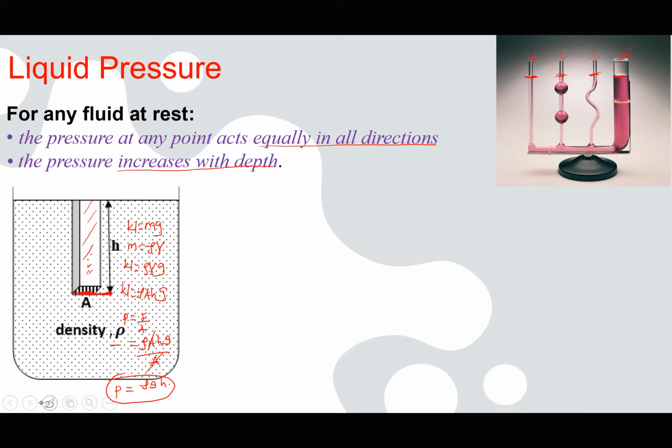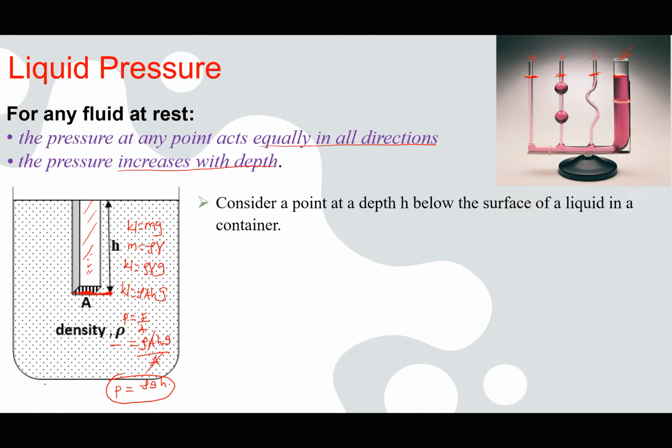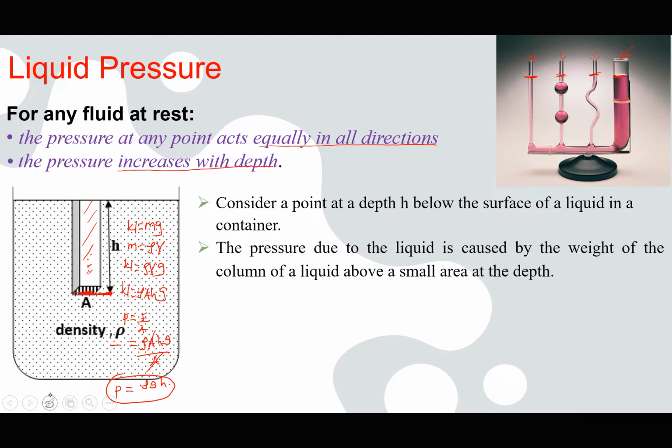Okay, so if we consider a point at a depth h below the surface of a liquid in a container, the pressure due to the liquid is caused by the weight of the column of the liquid above a small area at the depth. A submerged object displaces a liquid of its own weight. So the object we have considered displaces its own weight. So the weight of the liquid displaced by a submerged object is the same as the weight of the object itself.